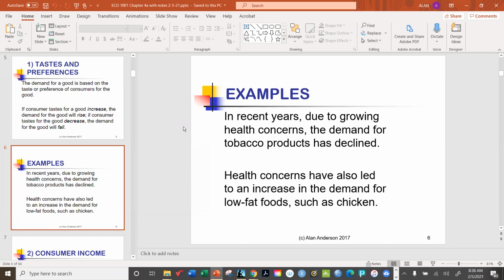Classic example of this is avocados. 30 years ago, nobody bought avocados. Nobody even heard of them. Now, all of a sudden, they're all the rage. Everybody loves avocados. So, it changed. If you looked at the demand curve for avocados 30 years ago, it would be much different than it is today. Okay, so tastes do change over time, and they affect the demand for all these different products in the marketplace.